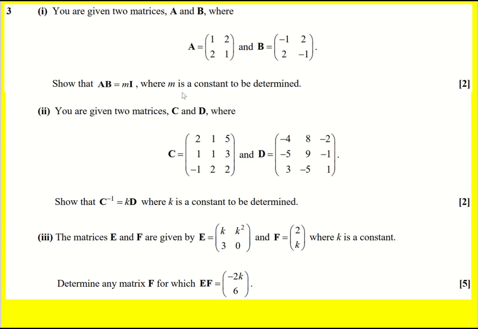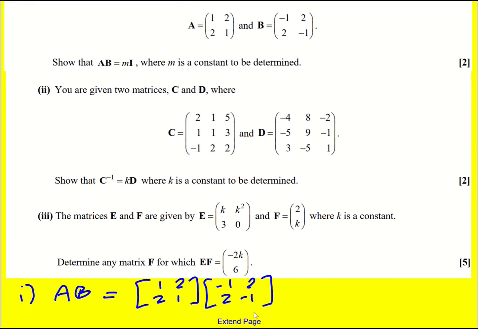Given a couple of matrices, A and B, we're asked to show that they multiply to give a multiple of the identity matrix. So I'm going to create a bit of space down here. Now you could potentially put this into your calculator, but I think it's probably quicker by hand.